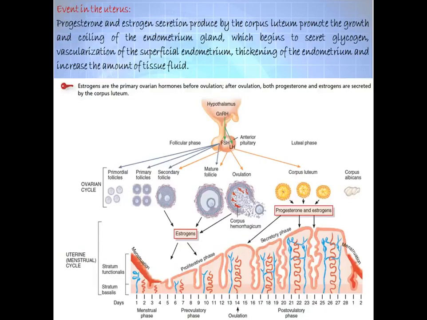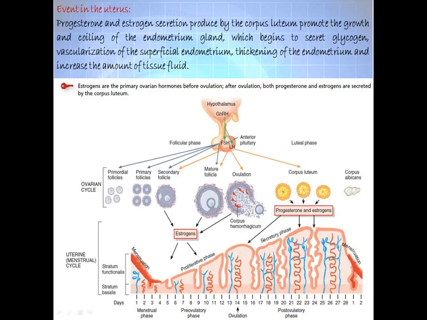Events in the uterus. Progesterone and estrogen secretion produced by the corpus luteum promote the growth and coiling of the endometrial glands, which begin to secrete glycogen, vascularization of the superficial endometrium, thickening of the endometrium, and increasing the amount of tissue fluids.